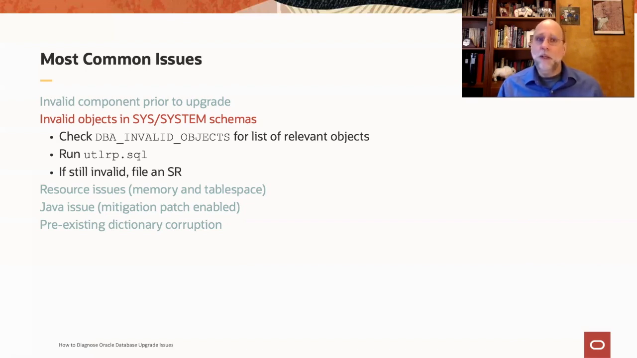Run utlrp, that will generally fix those invalid objects, but if they are still invalid at that point, that's when you want to raise an SR and determine, is this an important object? Is it just something that a DBA left randomly in your system schema 5 years ago before they left the company, and maybe you can delete it? There are lots of cases that can happen here, but you want to make sure that you understand what's going on in your sys and system schemas.